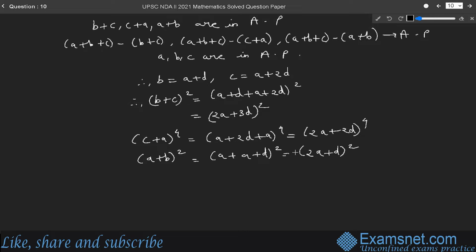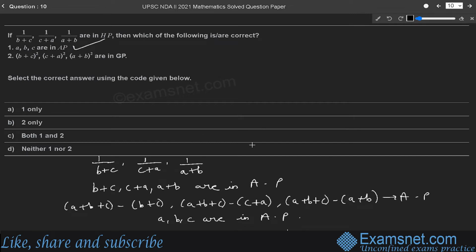Now, we can say that C plus A whole square, see here there is square because in the statement square is written, so it will be square. So C plus A whole square is not equal to B plus C whole square into A plus B whole square. So we can say that B plus C whole square, C plus A whole square and A plus B whole square are not in GP. Therefore, only option A is correct. So, the answer for this question is only the first statement is correct. Therefore, option number A is the correct answer for this question. I hope it is clear to you.